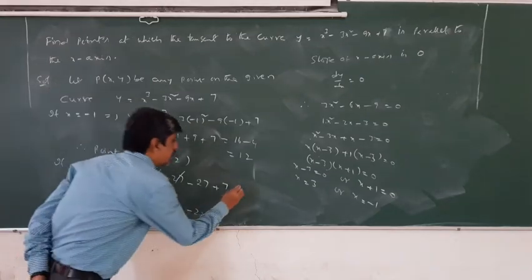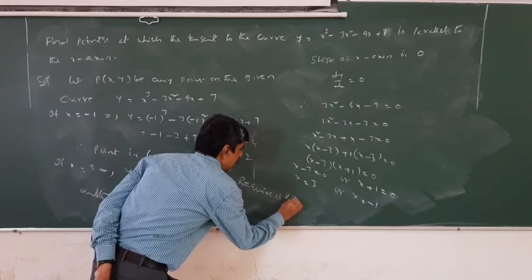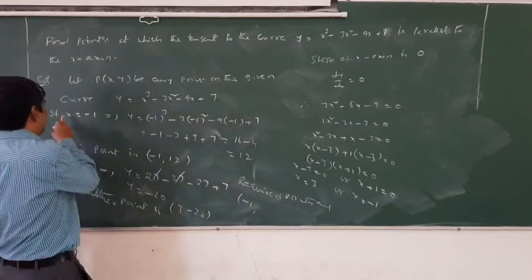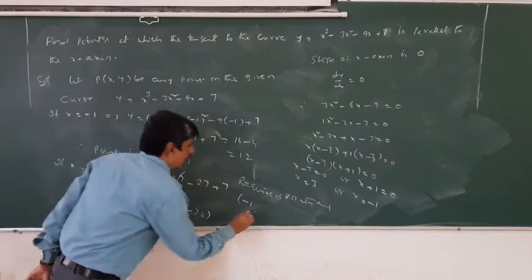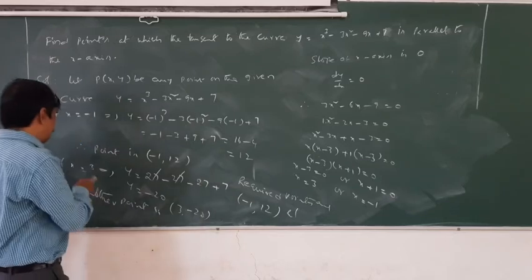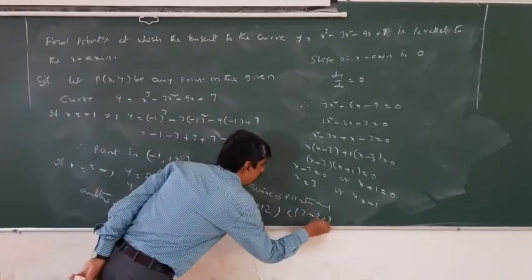So the required points are: x is equal to minus 1, in that case y is equal to 12, so minus 1 comma 12 is one point; and another point is x is equal to 3, in that case y is equal to minus 20. So 3 comma minus 20.